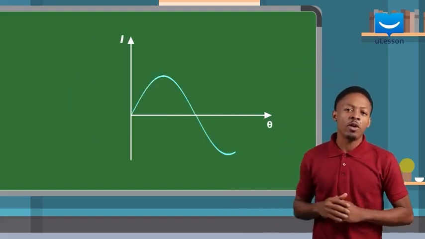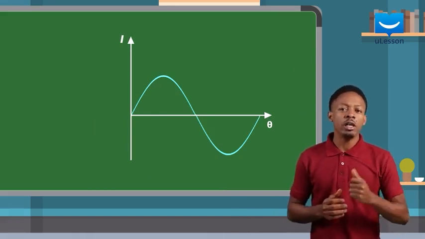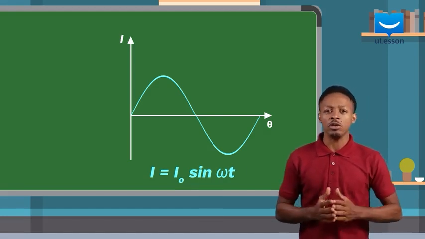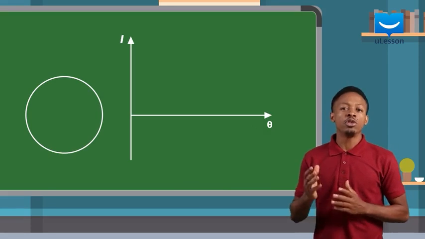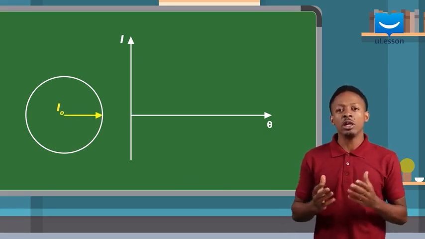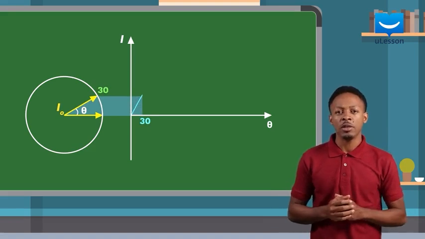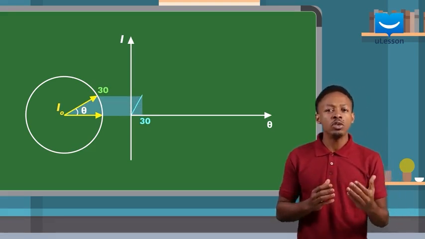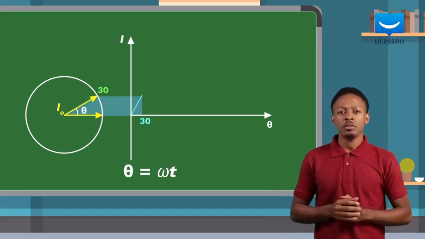Given the waveform of an alternating current just like the one on your screen, with the equation I equals I naught sine omega t, the maximum current is I naught, and we can draw its phasor diagram as follows. Draw the vector I naught, which is equal in length to the amplitude of the waveform, at an angle to the x-axis. The angle between the vector and the positive x-axis is the angle through which it has rotated thus far, which is equal to omega t.